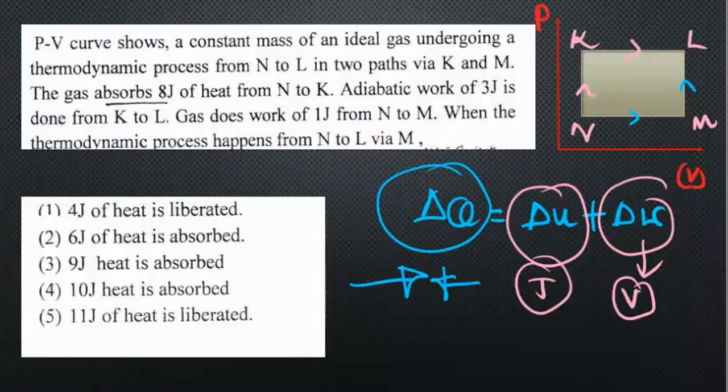Initially, they are saying the gas absorbs 8 joules heat from N to K. So we can see from N to K there's no change in volume. That means the total energy is absorbed for internal energy change. So at K, we can assume the total internal energy change is 8 joules. Right. Then K to L, they are saying adiabatic work of 3 joules is done. In adiabatic work, we know delta Q is 0.